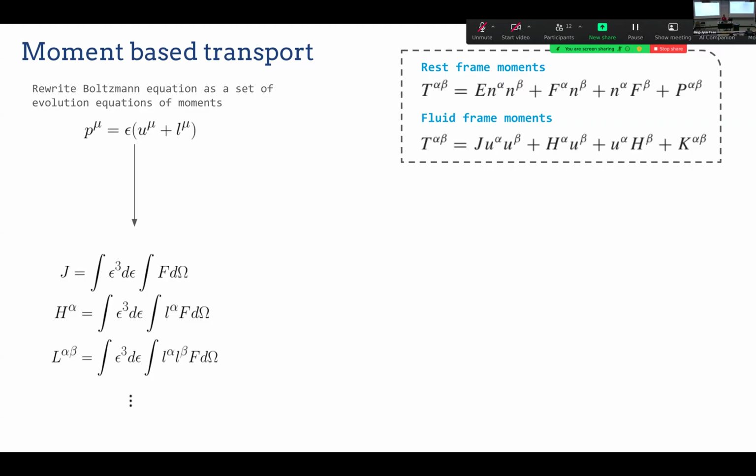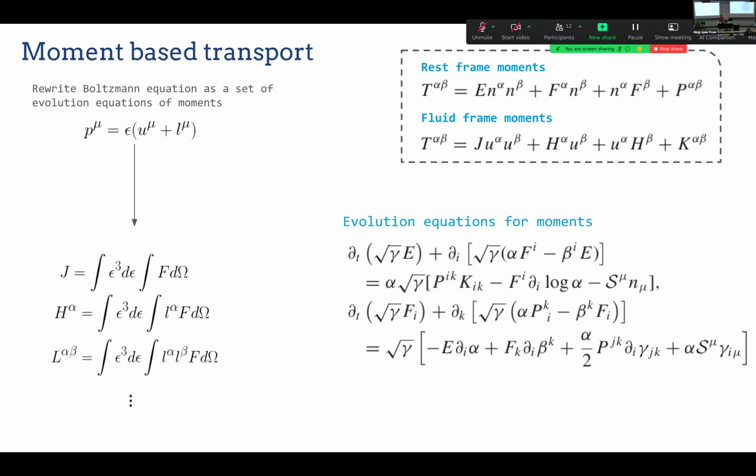So for instance, you can use the N alpha, the normal on your slides, to write them in the rest frame of the fluid, but you can also write it in any frame, including the frame that we prefer, which is co-moving with the fluid. Once you write that down and you have this conservation of the stress energy tensor, you end up with equations that look like this, which tell you how the 0th moment and the first moment evolve.